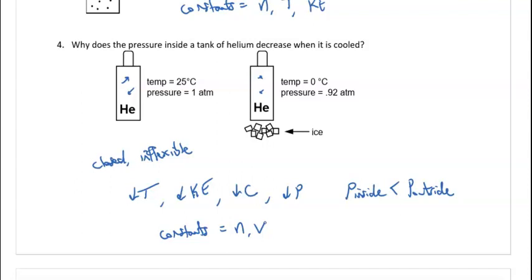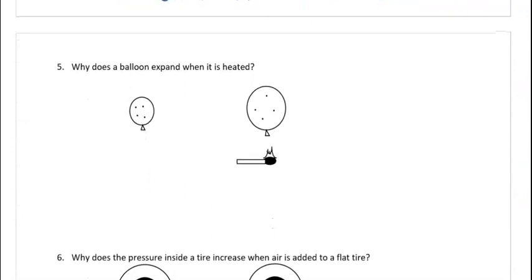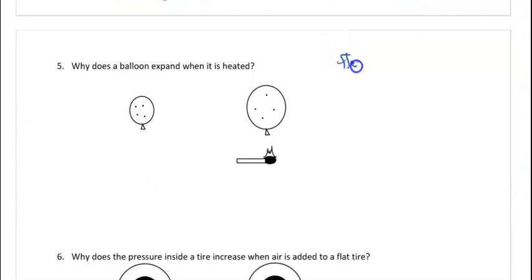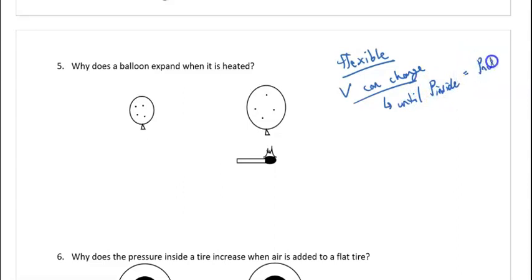Now, flip over to the next page. This is where it gets a little bit more complicated, is when it's a flexible container. And when you have a flexible container, the volume of the container can change. So volume can change, which means that the volume always changes until the pressure inside the container is equal to the pressure outside. So a flexible container will always change its volume to get the pressures to be equal.